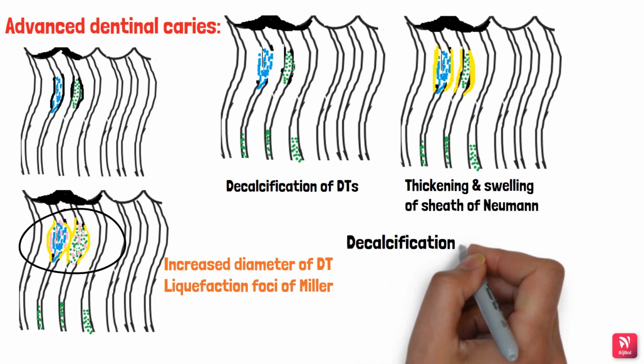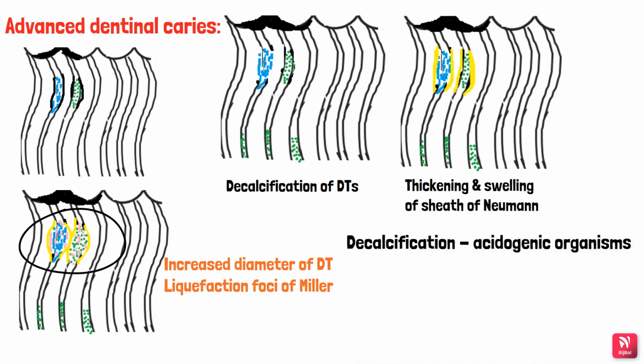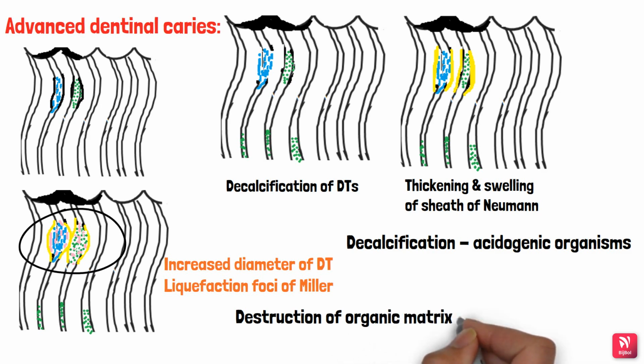So now decalcification is caused by acidogenic organisms. So after decalcification, that is after the mineral content is gone, there will be softened organic material. That destruction of the organic matrix is done by proteolytic organisms.